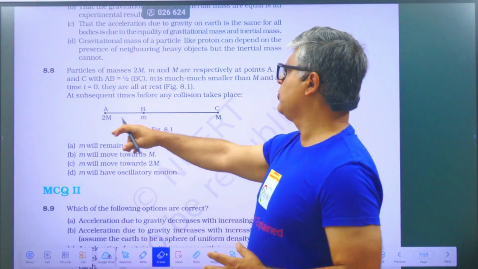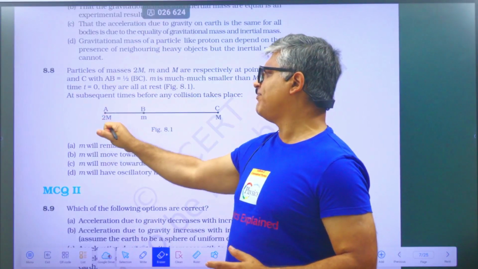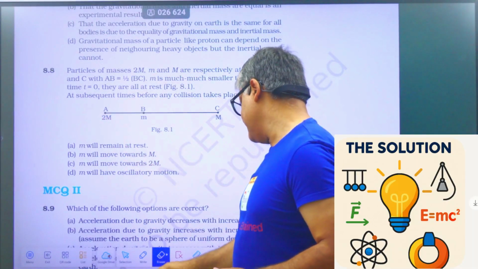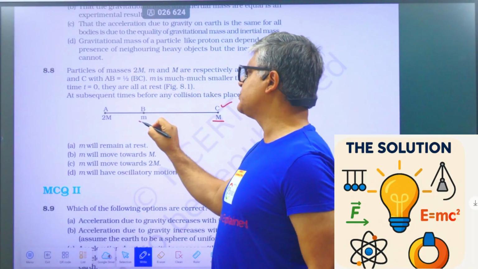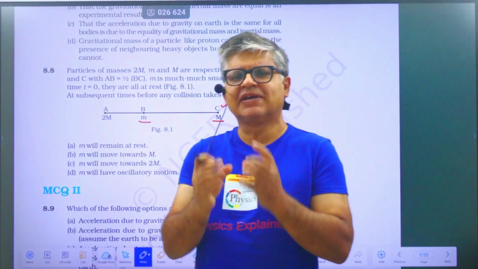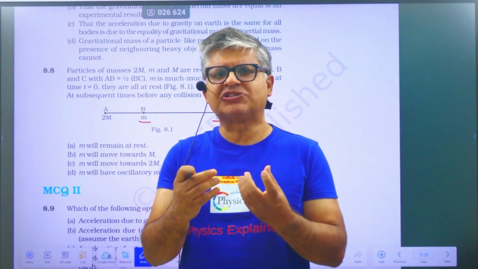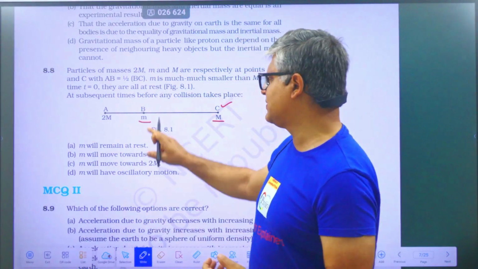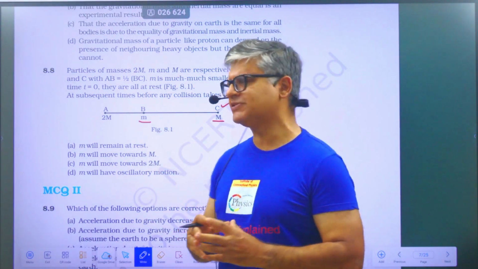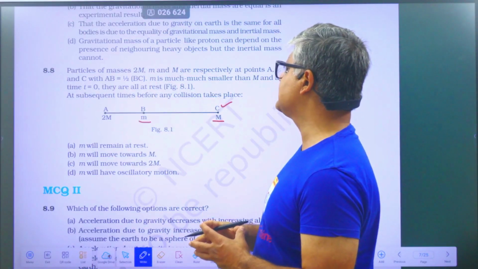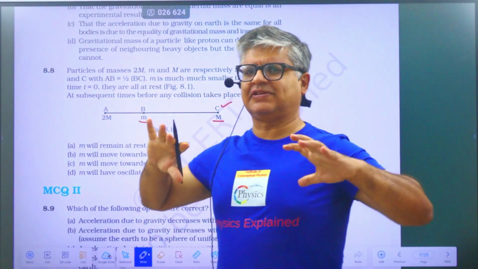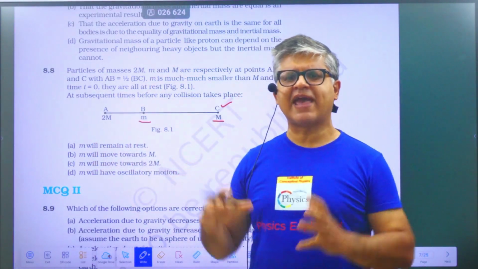All right. So you have a situation in which there is a mass 2m at A, and then there is a mass m at C, and there is a very small mass. Obviously, small mass means a test mass, like even in electrostatics, there's a test charge. So a test mass, okay? Negligible mass. It is kept at B. Now the problem says, everything is at rest. When we start the experiment, we keep the masses, everything is at rest.